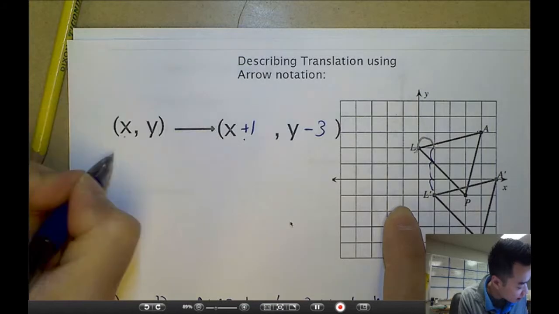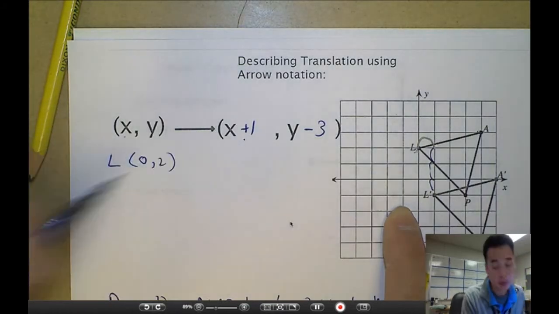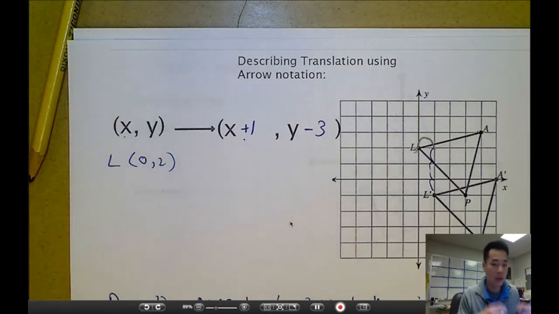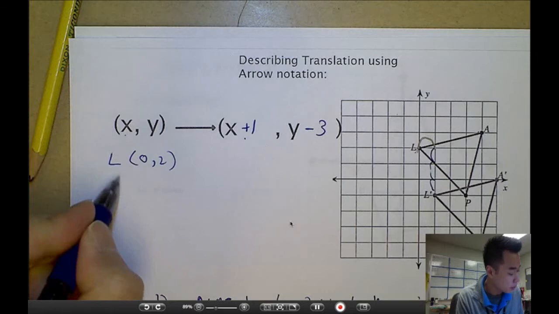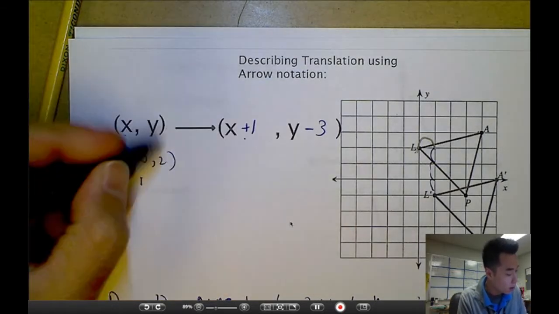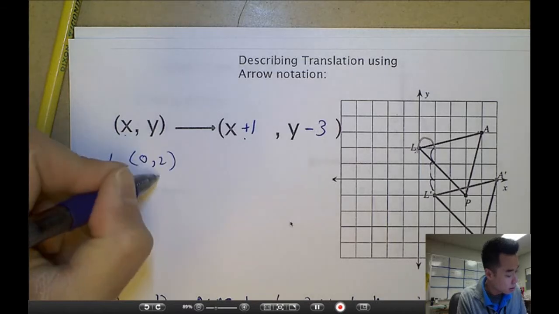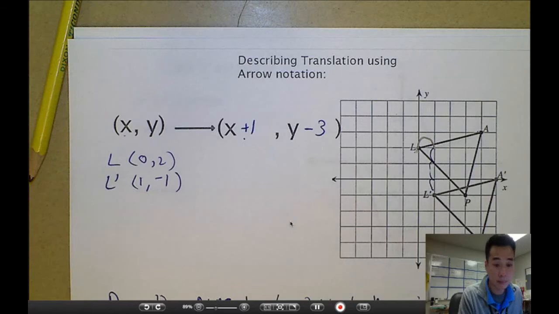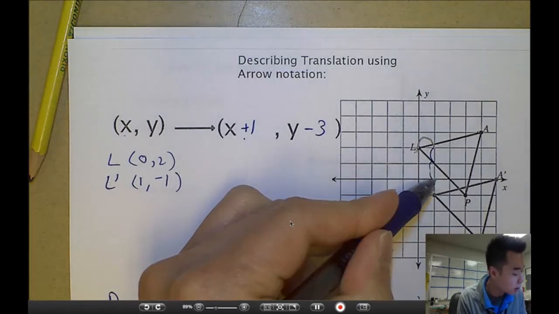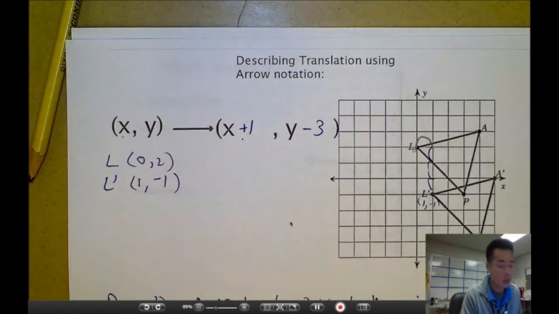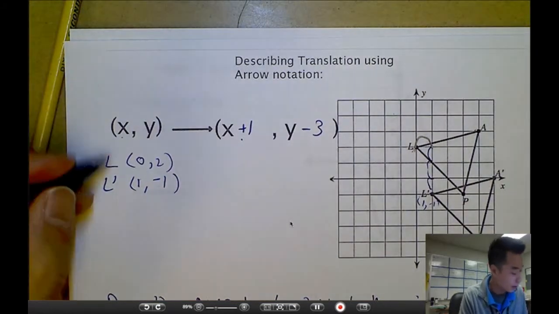Here's my L. L is sitting at 0, 2. Okay, remember when x is 0, you have a y-intercept. So you can technically see L is the y-intercept if this was a line. And then if I add 1, so 0 plus 1 is 1, and subtract 3, 2 minus 3 is negative 1, L prime should be at 1, negative 1. So go over 1, down 1. There it is. There's 1, negative 1. There's my L prime.